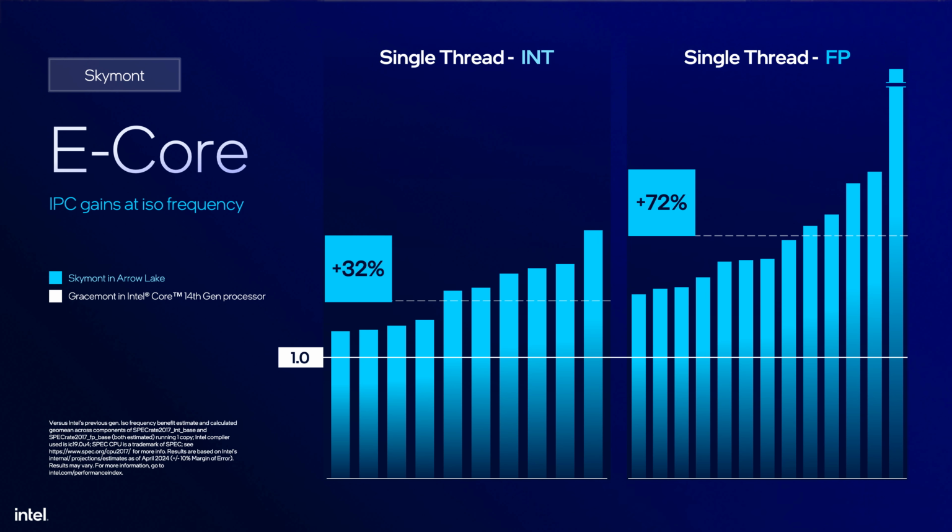And this will lead into a lot of the multi-thread performance that we will eventually be showing off in the future. But from an E-core perspective, there's obviously integer and floating point, two major things that we calculate. With regards to the IPC, from a single thread perspective, on integer we're seeing about 32% IPC improvement over 14th gen. And on floating point, we're seeing around 72%.